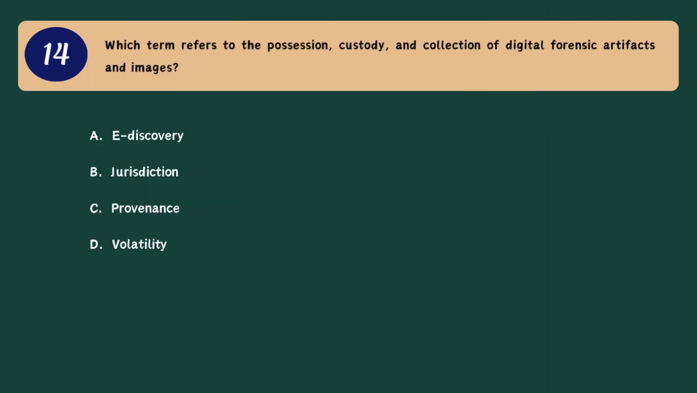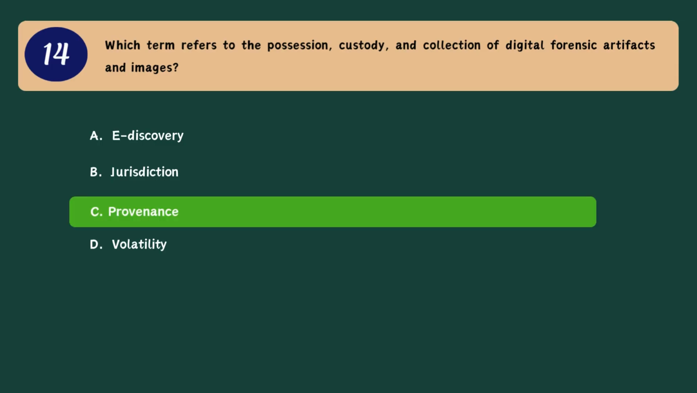Question 14. Which term refers to the possession, custody, and collection of digital forensic artifacts and images? A. E-discovery. B. Jurisdiction. C. Provenance. D. Volatility.